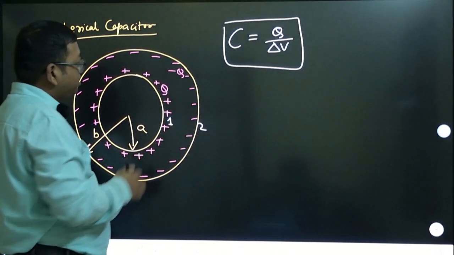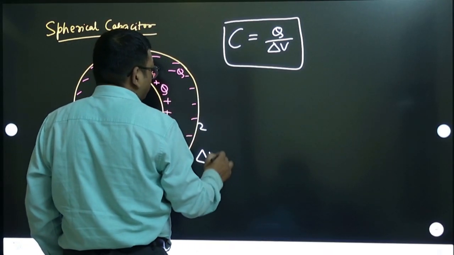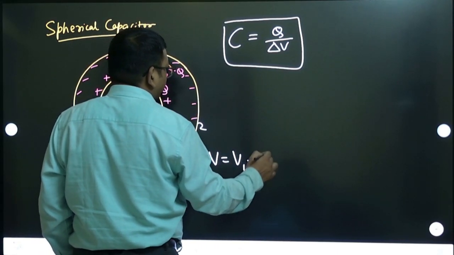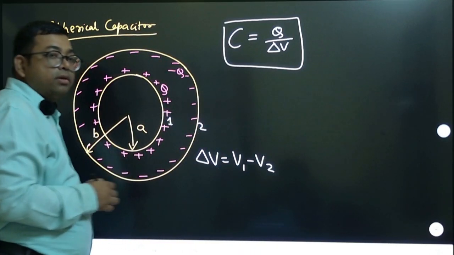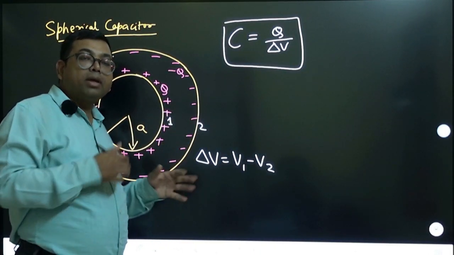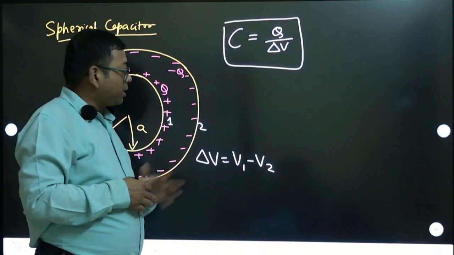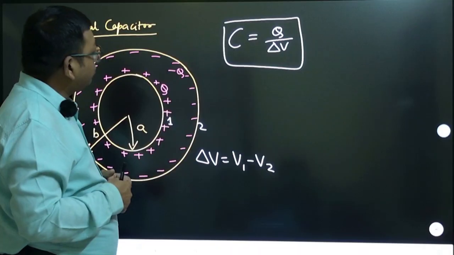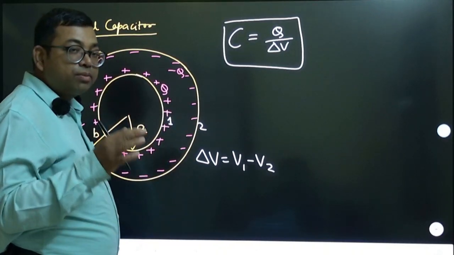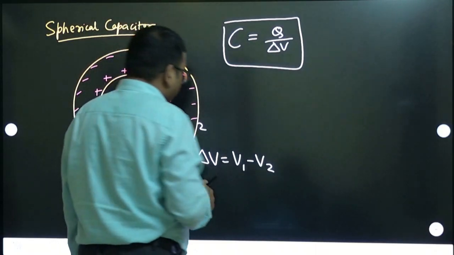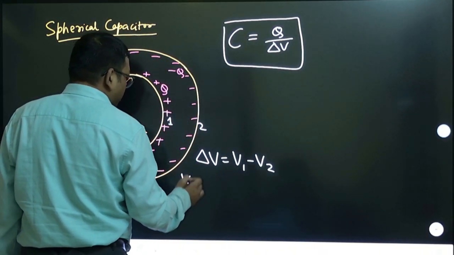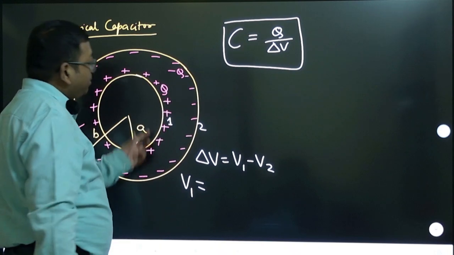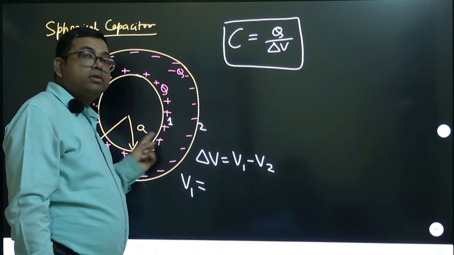Potential difference means V1 minus V2, right? Because V1 is the positive plate and this is the negative plate, so higher potential minus lower potential. Okay, so how do we calculate potential difference? First we need to calculate the potential of each. So let us write the potential of each. V1: how do you write the potential of this surface? Any point on this has the same potential.